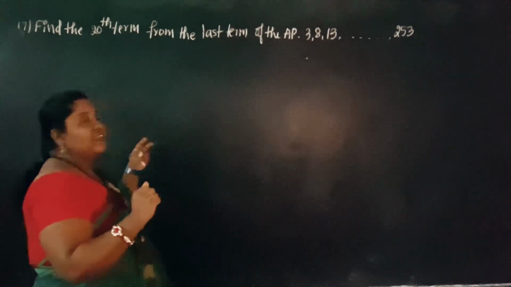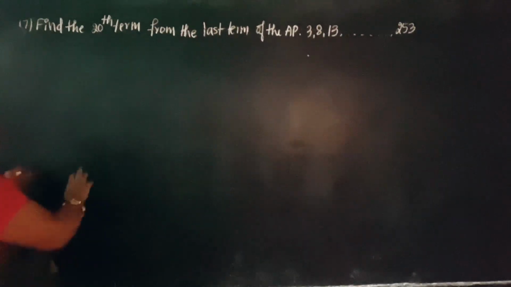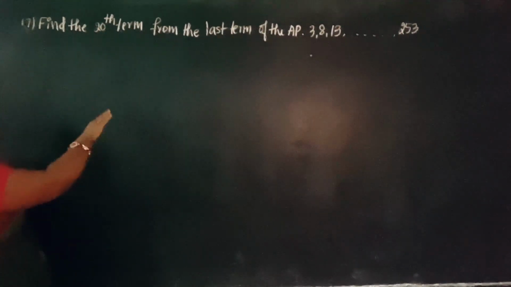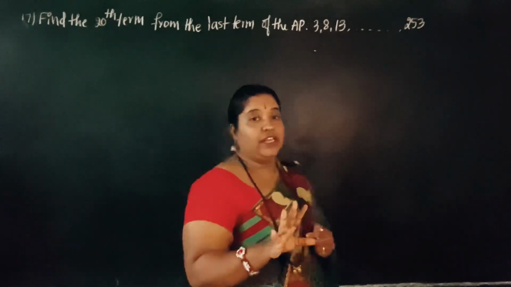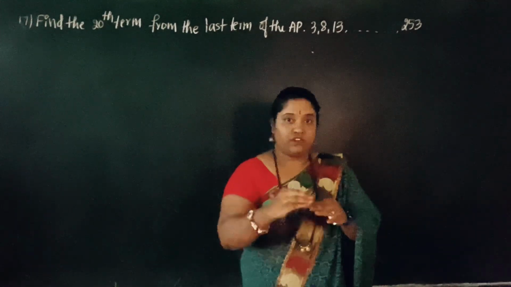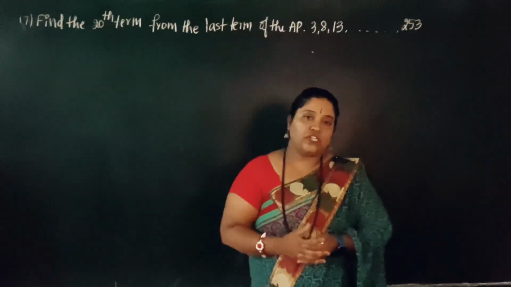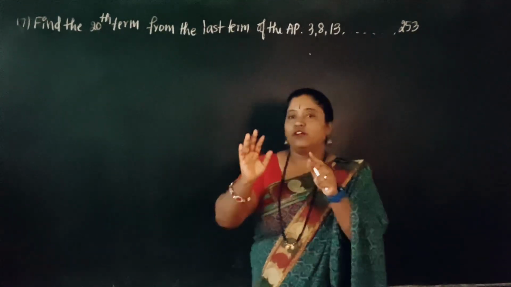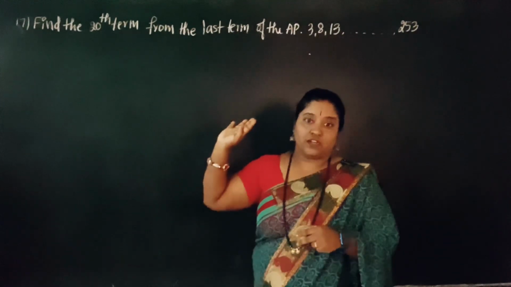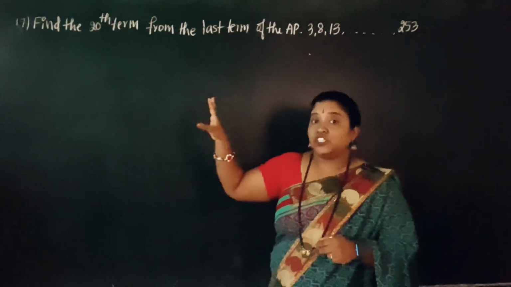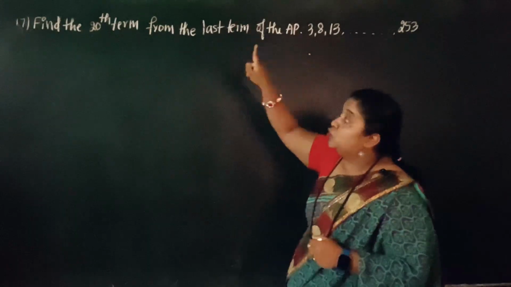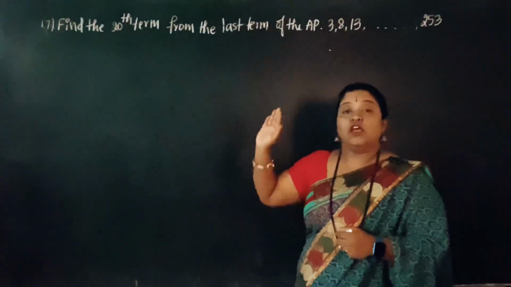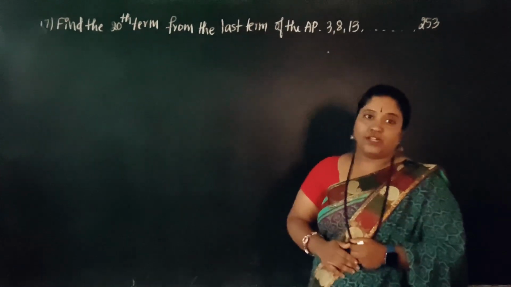Okay, the next question is, you just look at the board. The next question: find the 20th term from the last term of the AP. This is not a general question. So right now, whatever questions you have solved, those are all totally different from this question, dear. Understanding? You just see, the question says that you need to find the 20th term from the last. Understanding? From the last you need to calculate the 20th term.